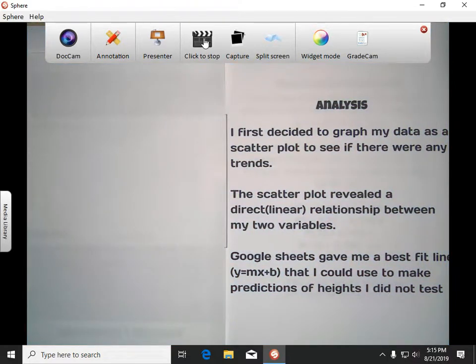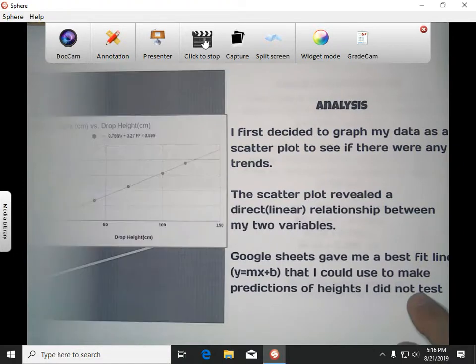Well, welcome back. This is part 2 of the bouncing ball video, and I was just going to finish up by talking to you about the analysis that I performed on the data. And what I decided to do was to graph my data as a scatter plot to see if there were any trends. So I'm going to show you that in just a second, but the short answer is yes. When I graphed it, I could definitely see a trend, and I was able to use that trend to make predictions. So let me reveal the graph here.